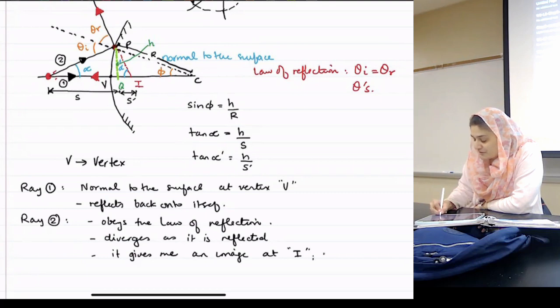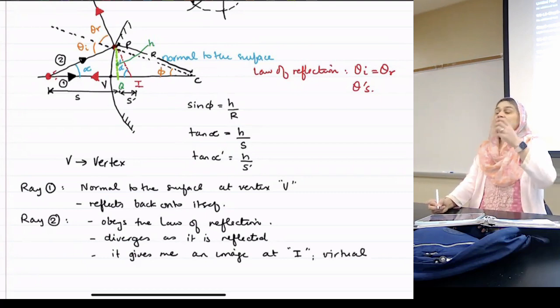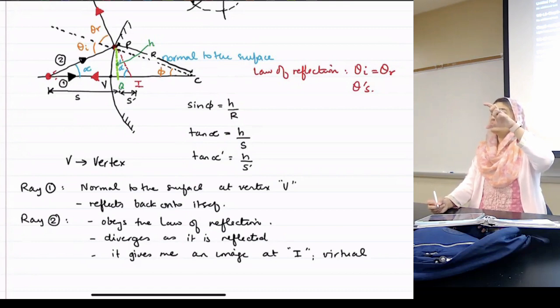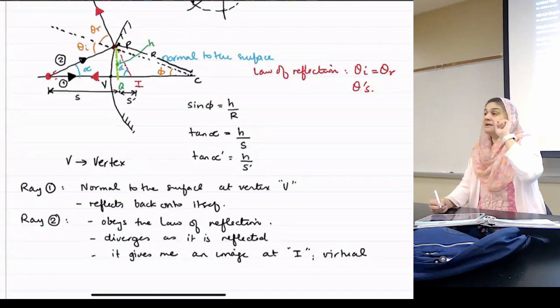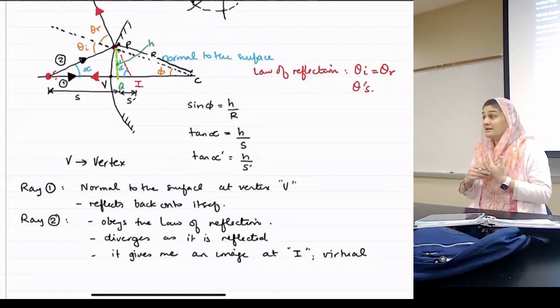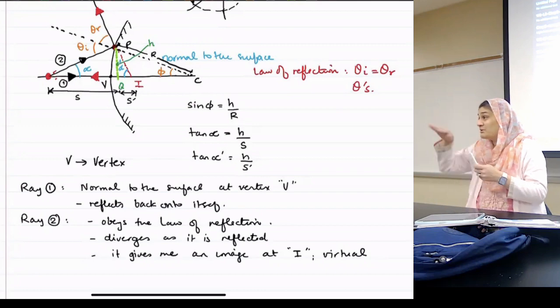which is virtual. Remember, it was easier to see when we had an extended object, but now that we have a point source, the image will be created at I, and it will be a virtual image, right? How do we know it's a virtual image? Because we cannot project it onto a screen. It's behind the mirror.